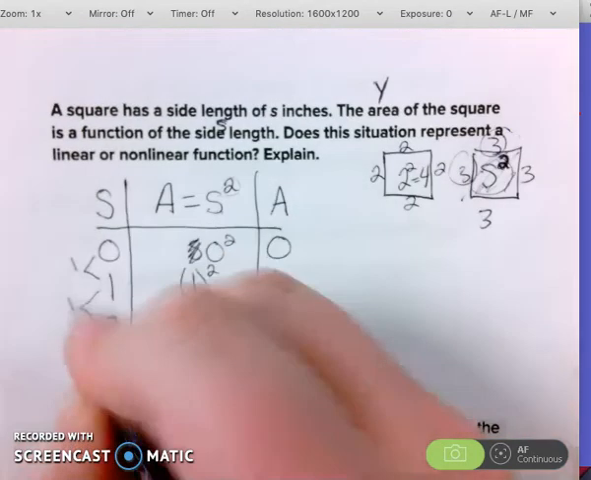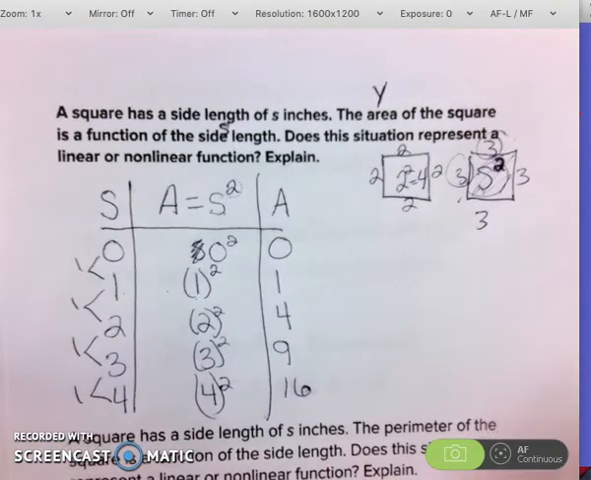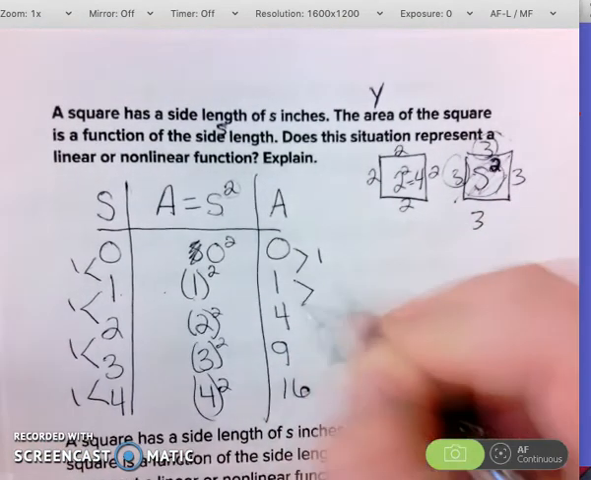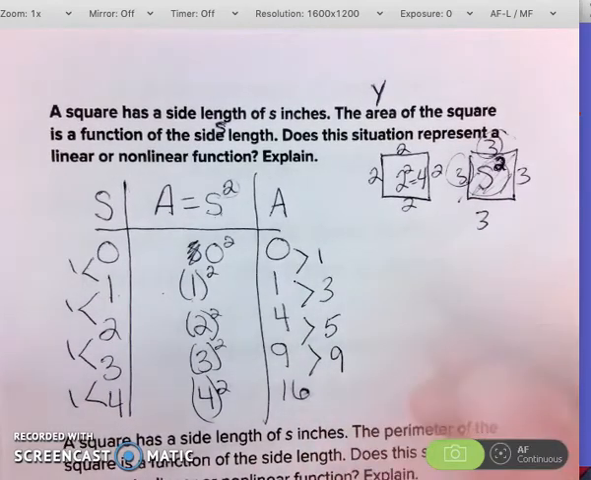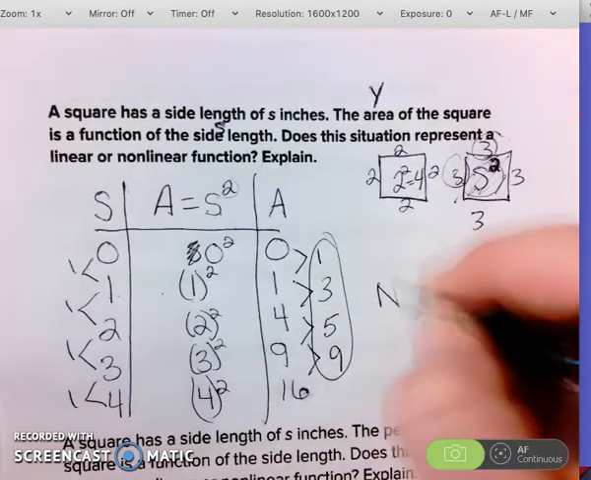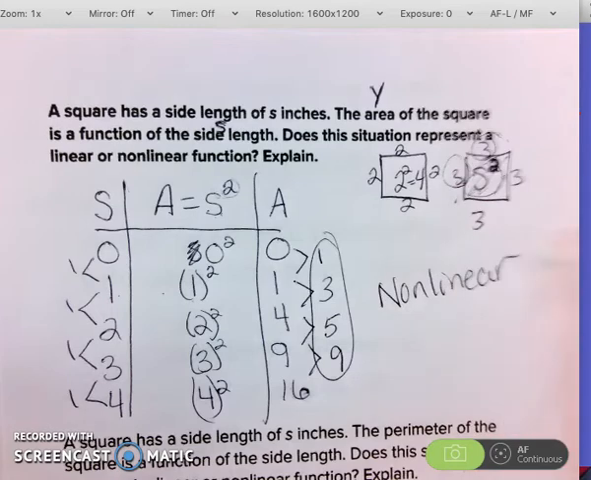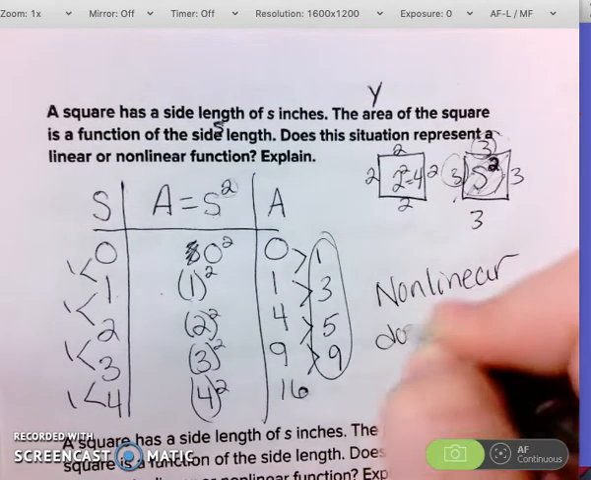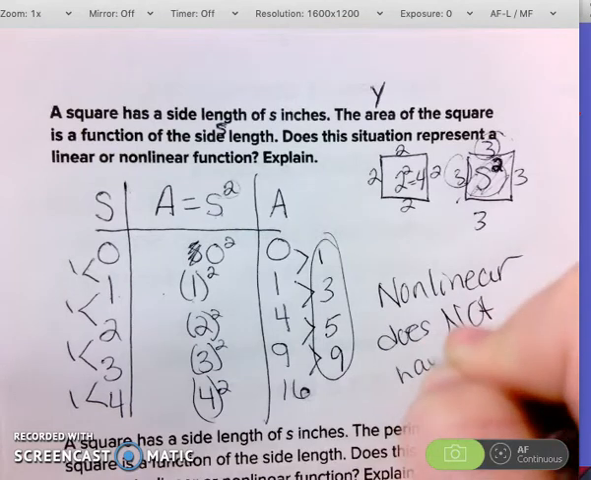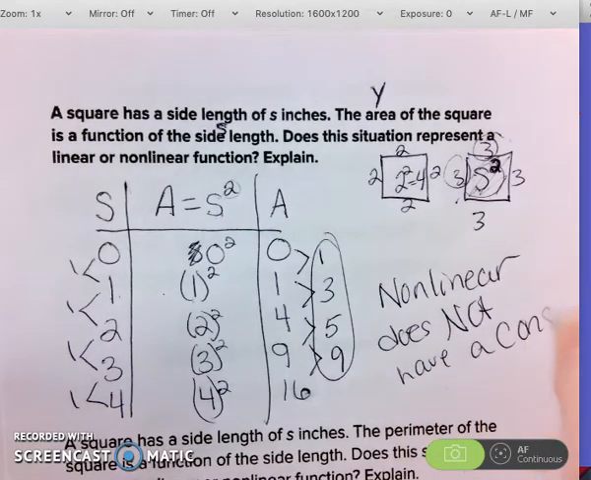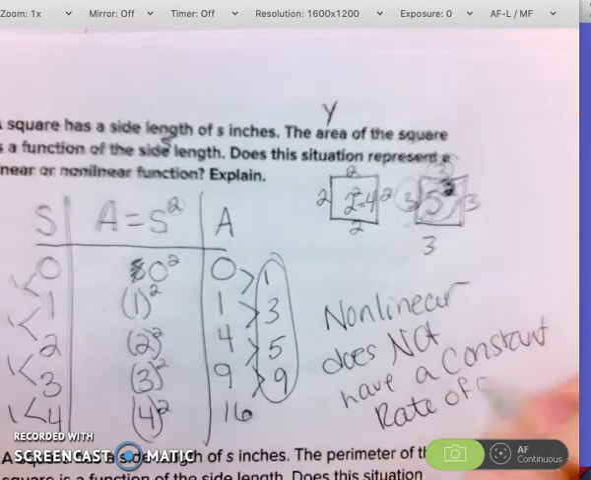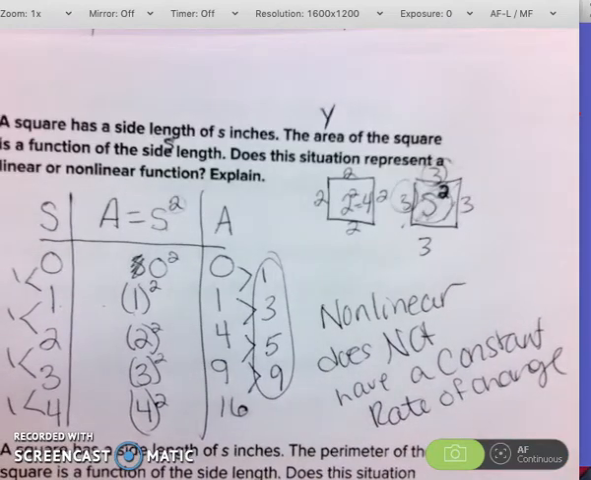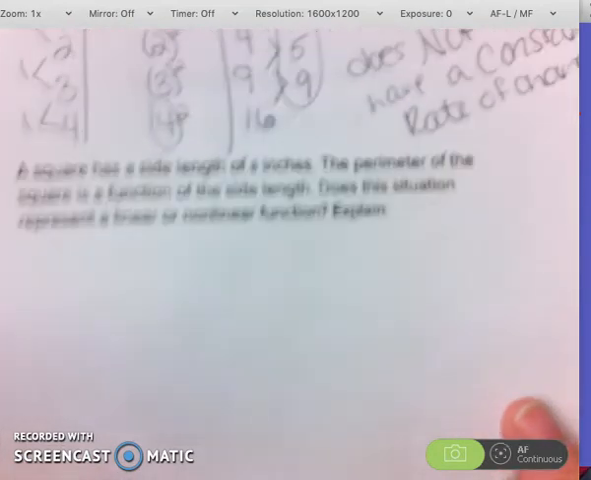Okay, so we want to find that difference here. And that's all 1. You're adding 1 to the side each time. Here we're adding 1. Here we're adding 3, 5, and 9. So we have a difference here. So it's going to be non-linear. Okay, it does not have a constant rate of change.